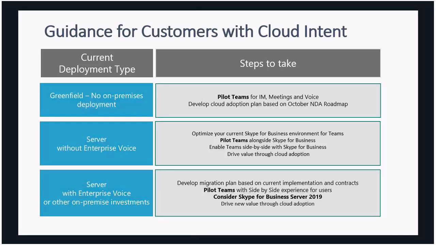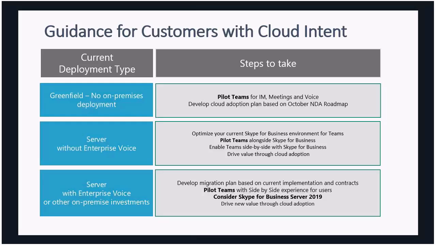or it's not being utilized, the best thing you can do is pilot Teams. Use it for IM, meetings, voice. Obviously, you want to develop a cloud adoption plan. But if some of the features that you require are not in Teams just yet, that's not to say that you can't use Skype for Business online and use Teams at the same time and then have that transition when the features become available in Teams.